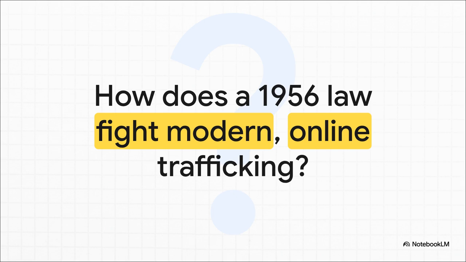So all of this leaves us with one final and really important question. Trafficking today looks so different than it did in 1956. It's online, it's hidden, it crosses borders in the blink of an eye. So how does a law written in the middle of the 20th century stay relevant in the fight against such a modern, fast-moving crime? That's definitely something to think about.